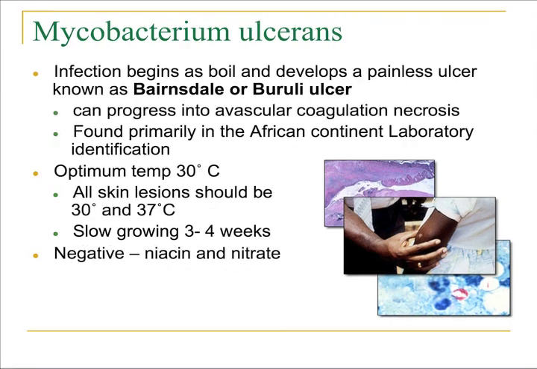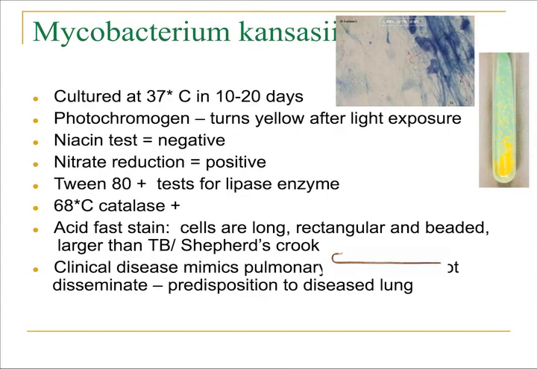On the next slide, also about Mycobacterium ulcerans, we can say that it progresses, as I said, into avascular coagulation necrosis. And we will move on to the next slide and discuss Mycobacterium kansasii. Mycobacterium kansasii is a very, very important organism that can be cultured at 37 degrees in about 10 to 20 days. It's a photochromogen. It turns yellow after light exposure, and you can see on the picture on the right-hand side how very bright yellow in color it is.